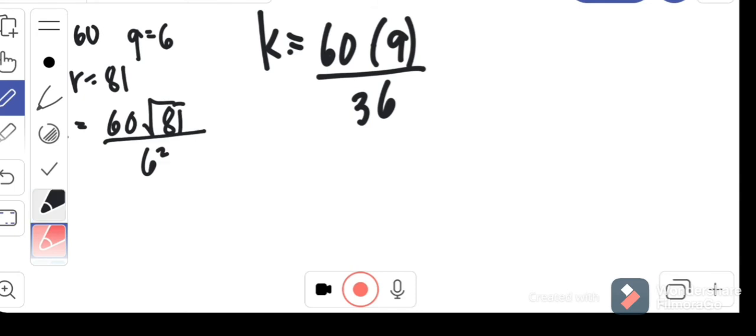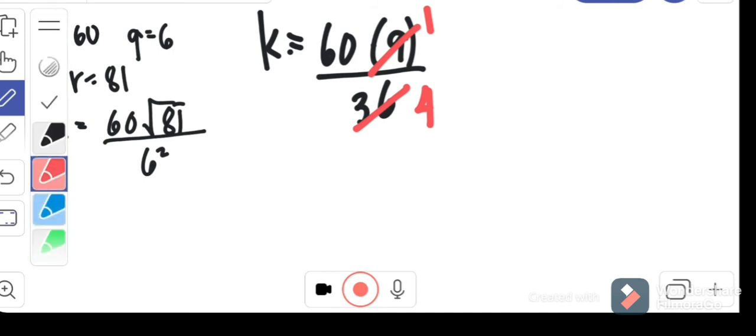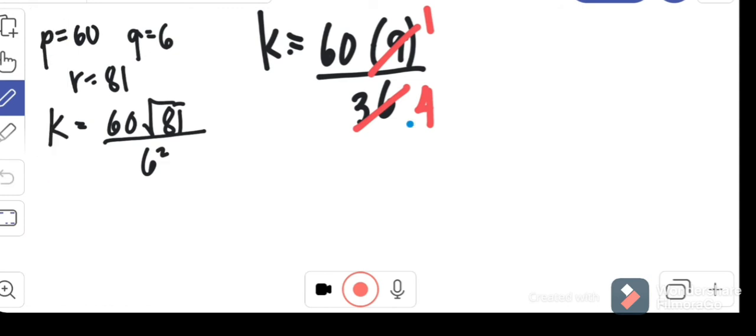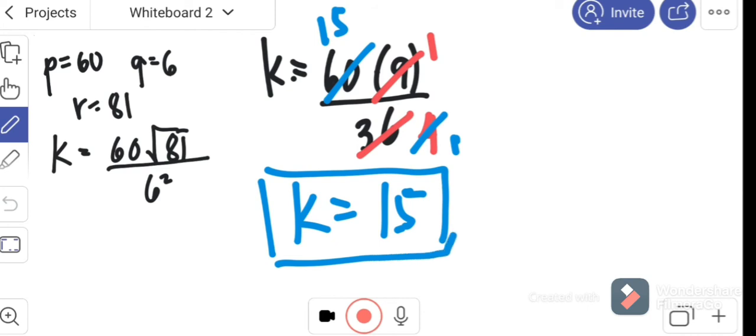Now let us simplify. Let's use cancellation. 9 and 36 are both divisible by 9, giving 1 and then 4. Next, 4 and 60 are still divisible with each other. 60 divided by 4 is 15, and 4 divided by 4 is 1. So in the numerator, we have K equals 15 times 1, and the denominator is 1. That's also 15. K is equal to 15.